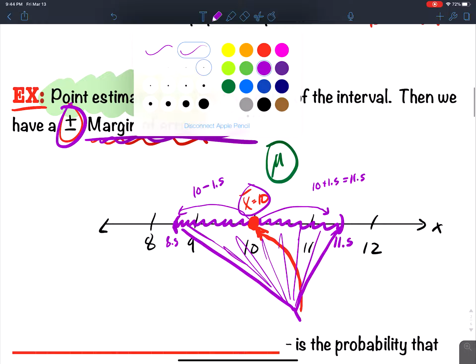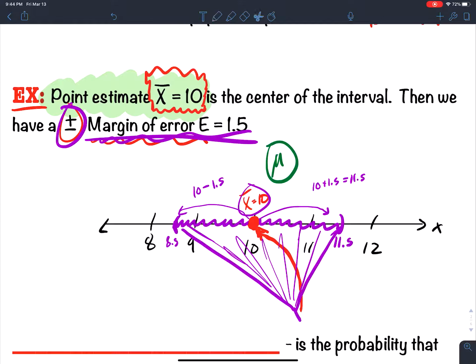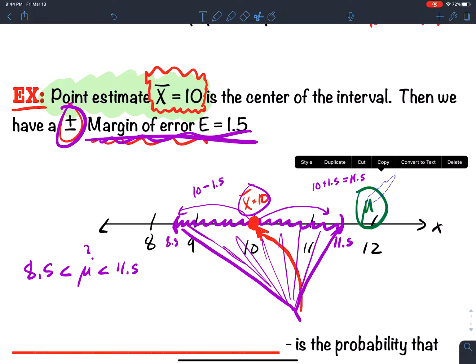And sure enough, no matter where mu is, whether it's over here, over here, I'm going to hit it, as long as it's in this interval. Okay? So which one am I going to be more confident on hitting mu with? Probably the shotgun. So the question becomes, maybe mu is somewhere between 8.5 and 11.5, right? Maybe. Is there a chance that it could not be? Yeah, there's a chance that mu could be way over here.